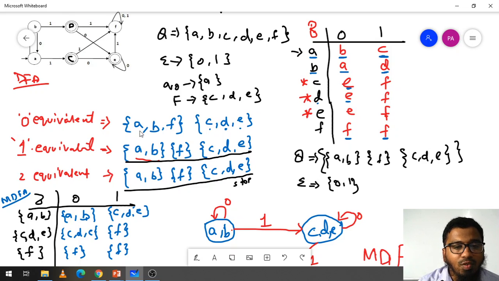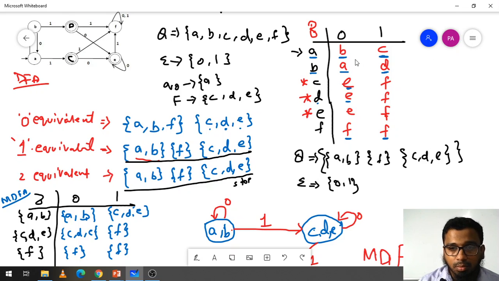In the one equivalent, we need to check whether A, B is equivalent or not. How? With the help of the transition table. A on 0 is going to B, B on 0 is going to A. Both are not the same, A and B. But now what we need to check is, is it in the same set? Yes, A and B are in the same set here.